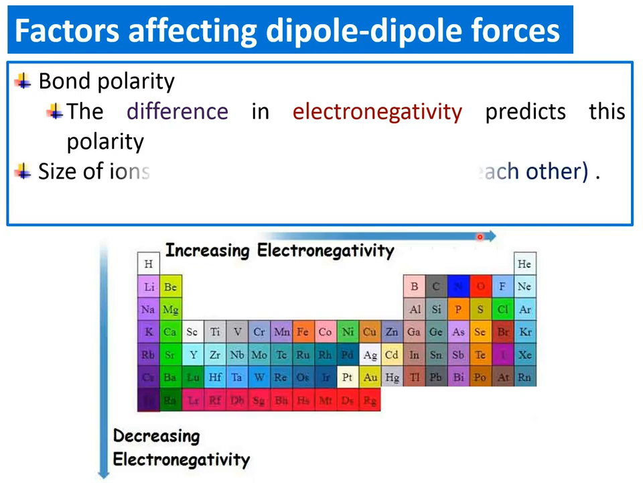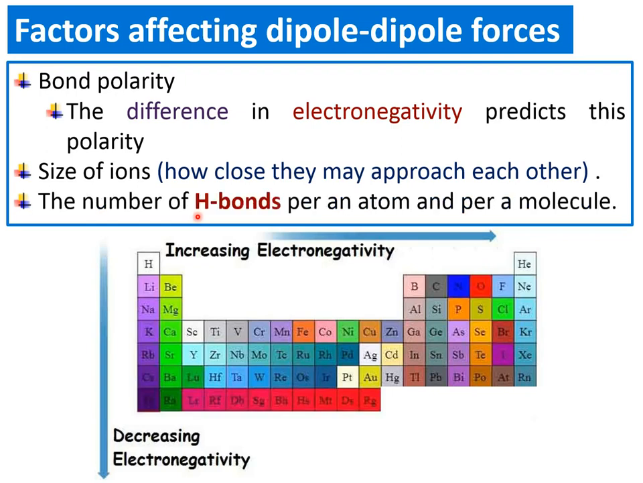The size of the ions also influences the dipole moment, how close they may approach each other. So this is another factor. The number of hydrogen bonds per atom also influences the strength of the dipole forces. When it is a hydrogen bond, we will talk about it as the special class.